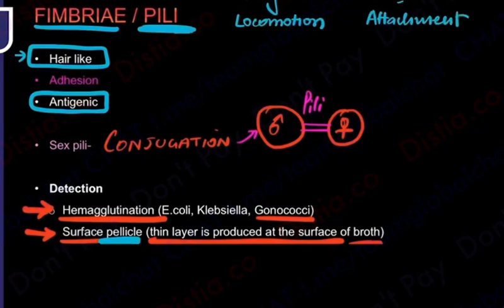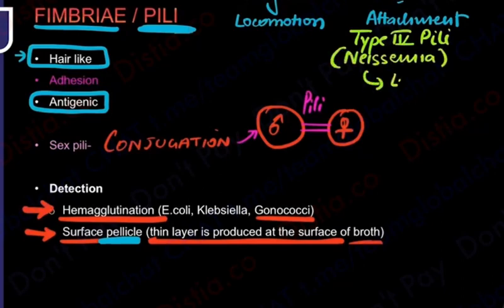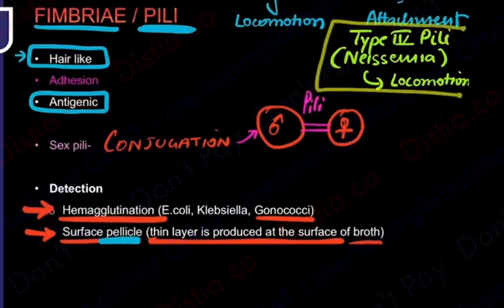However, there is a pilus called type 4 pili, which is important in Neisseria. In Neisseria, type 4 pili is also used for locomotion. So you will suddenly realize, ma'am, you are saying that Neisseria is motile? Yes, but it doesn't have a flagella. No, it doesn't. Why is it motile? Because this type 4 pili is making it motile. That is what you need to know. It's a flagella-independent motility that Neisseria shows.